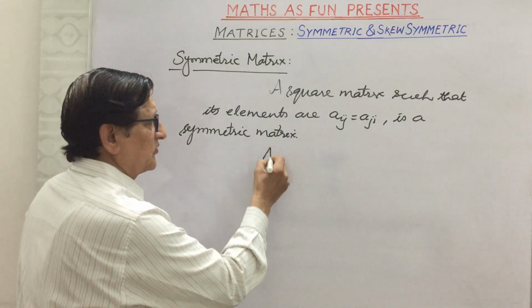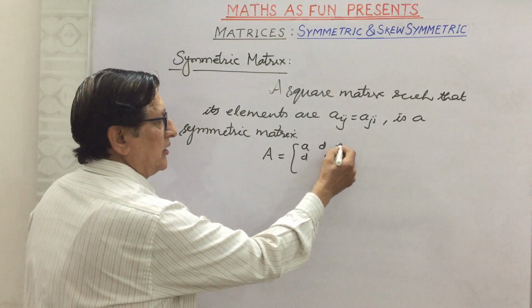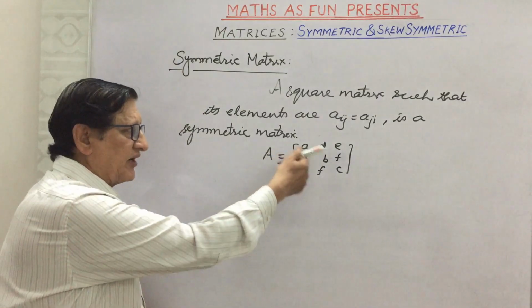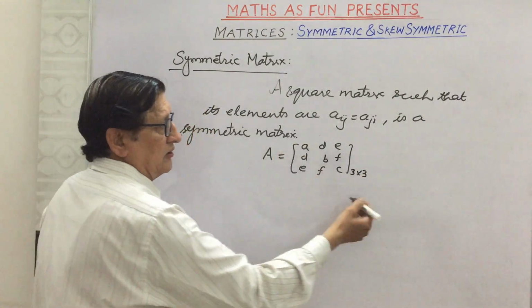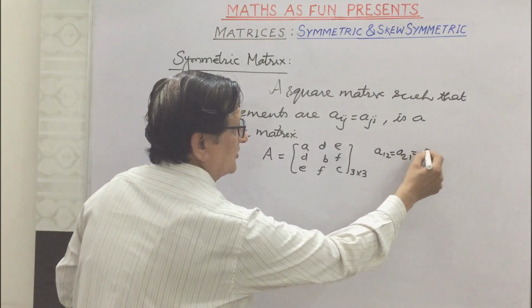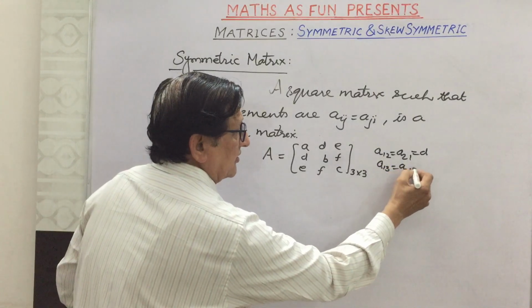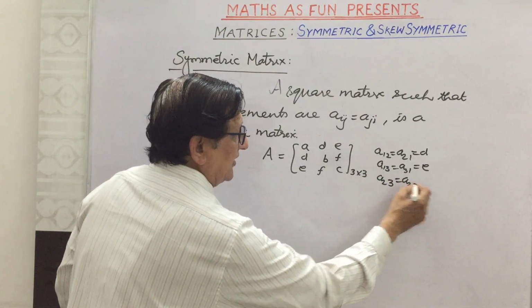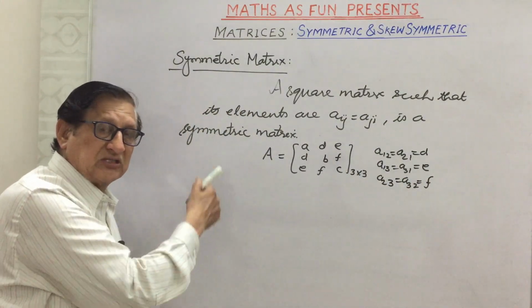Let's take one of the examples. Suppose we have a matrix A. The elements in this are A, B, C, D, D, E, E, F and F. What we find here, this is a matrix of order 3 into 3. And we find here this A12 is same as A21, that is equal to D. A13 is equal to A31, that is equal to E. And A23 is same as A32, that is F. It means this is a symmetric matrix.